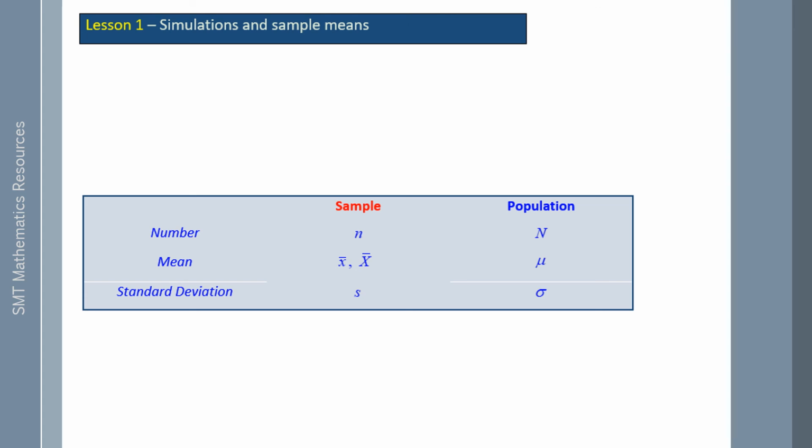Now, a bit of a summary here. We've got a sample versus our population. The notation for the number is usually a small n for a sample and a capital N for a population. The mean of a sample is X bar, and for a population it is mu. The standard deviation of a sample is S, whereas sigma is used for a population, your Greek letters.